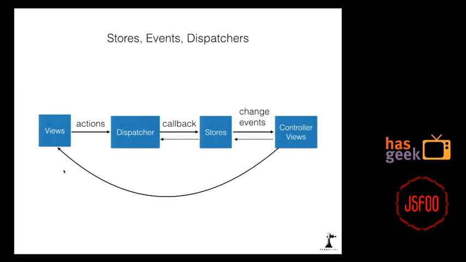Each one of those, when it does that, will publish a change action. Those views will publish an action, and that will go to the dispatcher. The dispatcher will say, okay, which store is going to get it? And the store will then do its action. So this is just boxes and arrows, but you get the idea. The idea is to get to a unidirectional data flow.